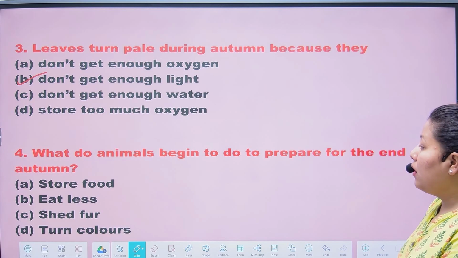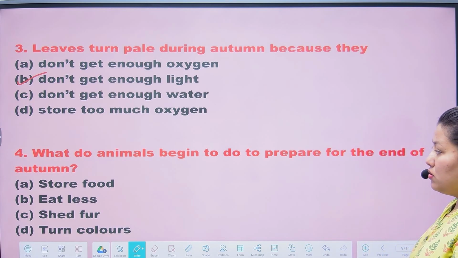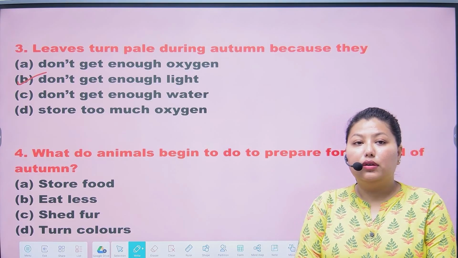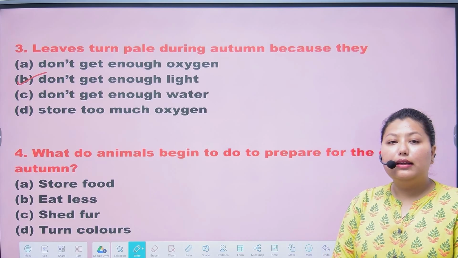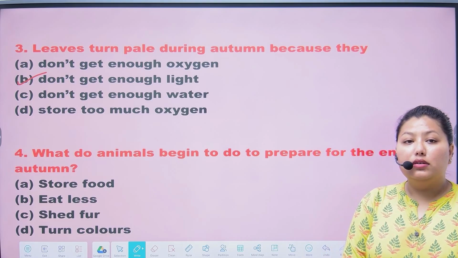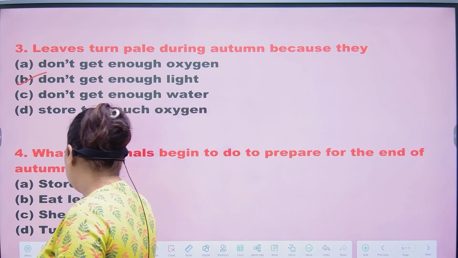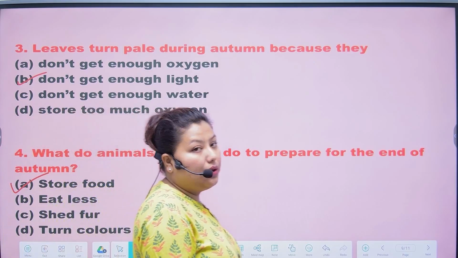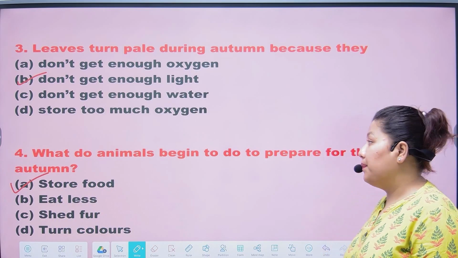Next question. What do animals begin to do to prepare for the end of autumn? What do the animals do at the end of autumn? Options are store food, eat less, shed fur, turn colors. Animals begin to store food to prepare for the end of autumn. So option number A is the correct answer.